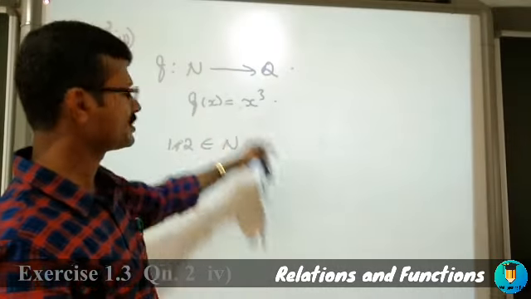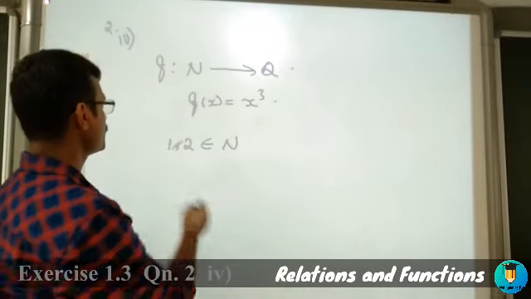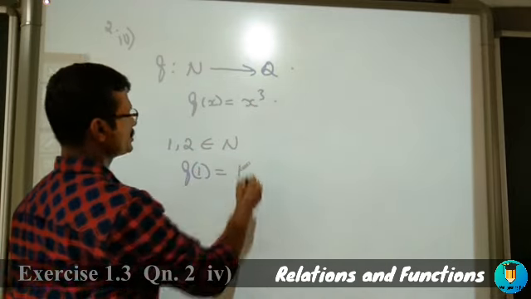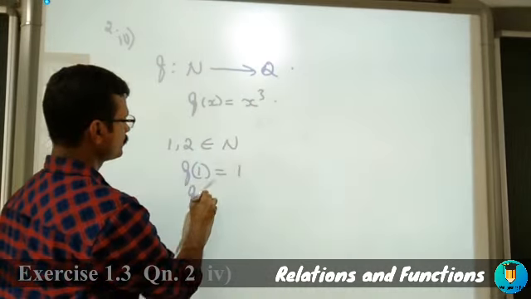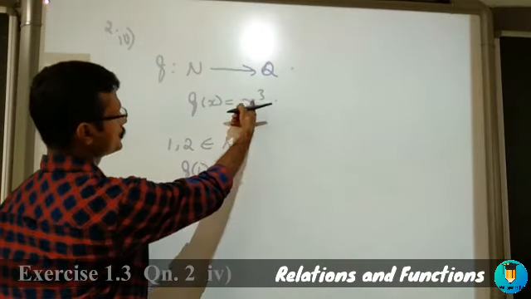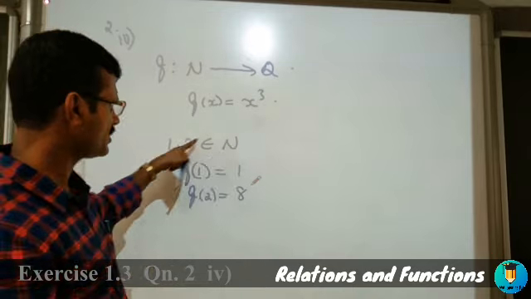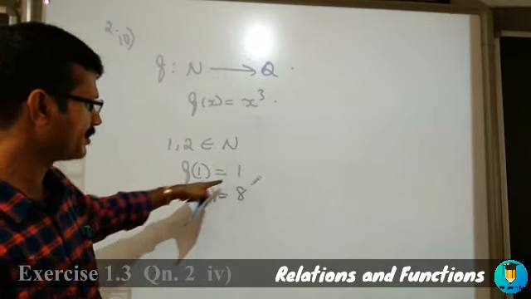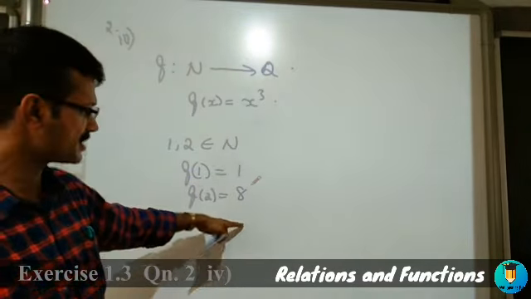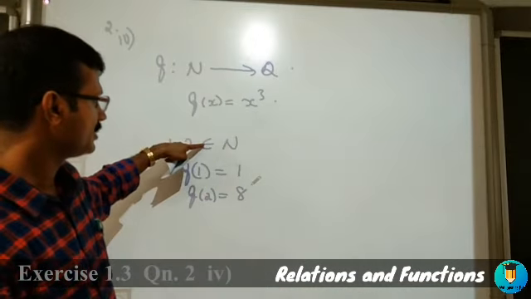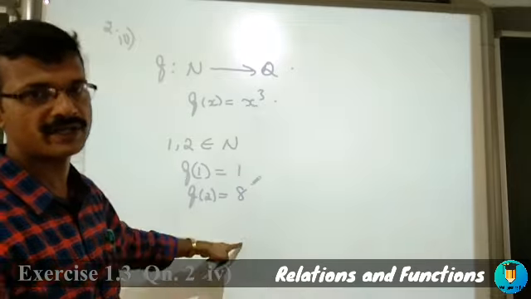Now I will see what its image is. F of 1 is 1 cube, that is 1. F of 2 is 2 cube, that is 8. So like that, if you take any number of elements from the natural numbers, the images will be all different. If you take different elements from the domain, the images are also different.